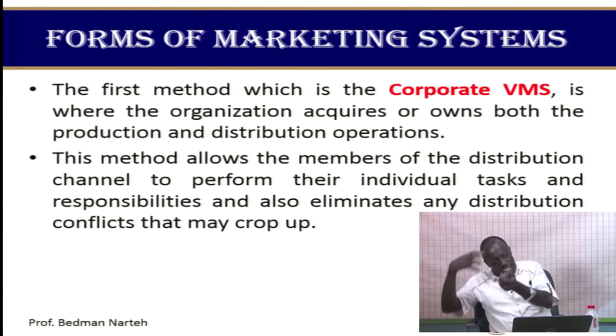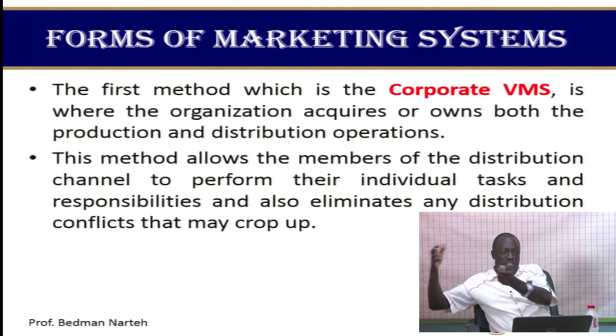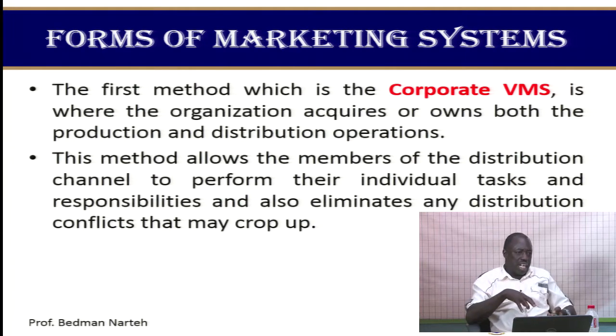You have what we call the corporate vertical marketing system. Here, what the manufacturer does is that he manufactures the goods and he owns part of the wholesaling, the retailing, and then gets the goods to the final consumer. The reason is that he thinks that by taking part in the distribution, he controls everything and he generates money. Now, take the typical case of NS Chemist.